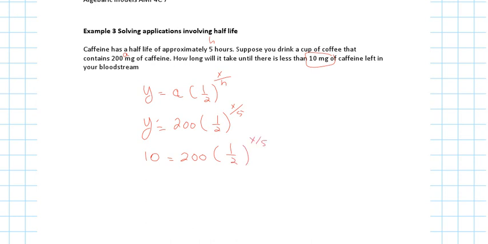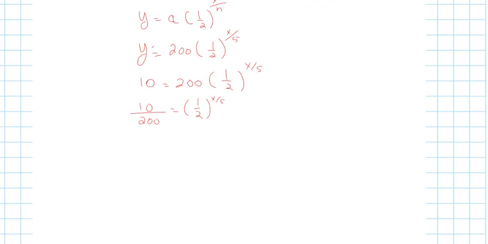What would be my first step? Your first step is log 10. No, before I log, what do I have to do? That's right. I have to move over the 200. And what do I do when I move it over? Divide. Okay, so it's 10 divided by 200 equals 1/2 to the power of x over 5. What's 10 over 200? 0.05.